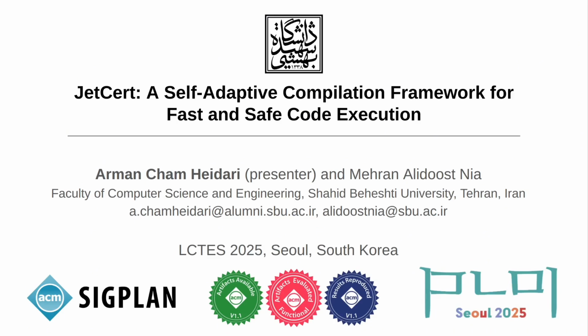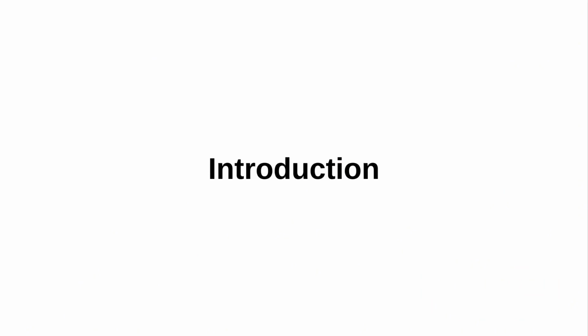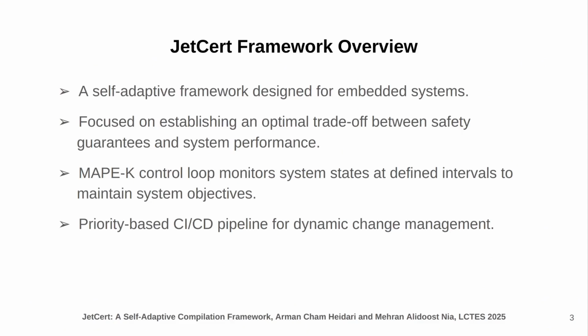In this paper, we introduce a framework called JetCert. JetCert is a self-adaptive compilation framework for fast and safe code execution, which is also the title of our paper. Let me begin by introducing the capabilities of the JetCert framework. JetCert is designed for embedded and safety critical systems, and it is focused on establishing an optimal trade-off between safety guarantees and system performance in embedded and safety critical systems.